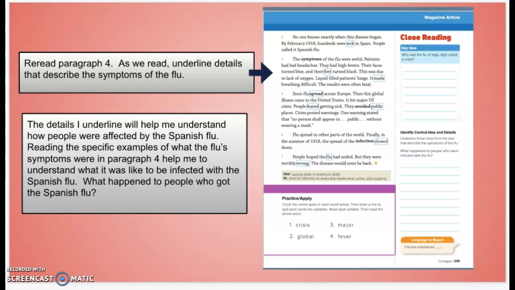What happened to people who were infected with the flu? All right, so I'm going to reread paragraph 4, and I'd like you to follow along and underline as I read. The symptoms of the flu were awful.